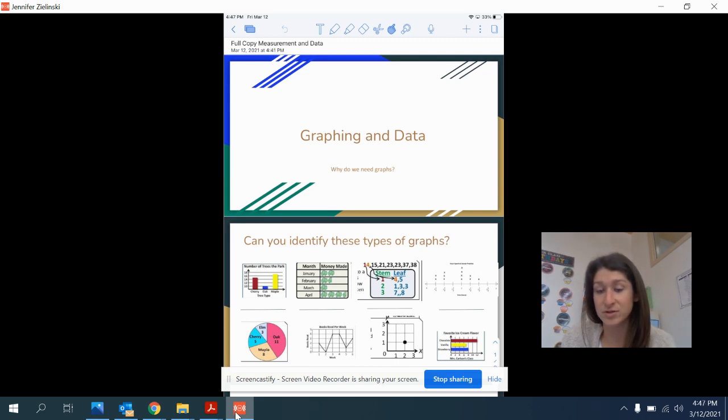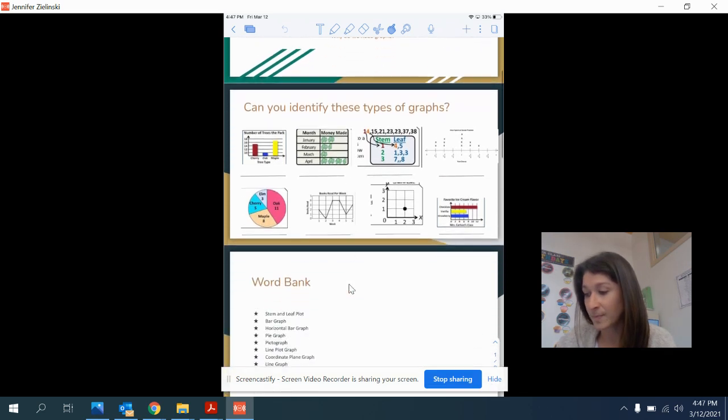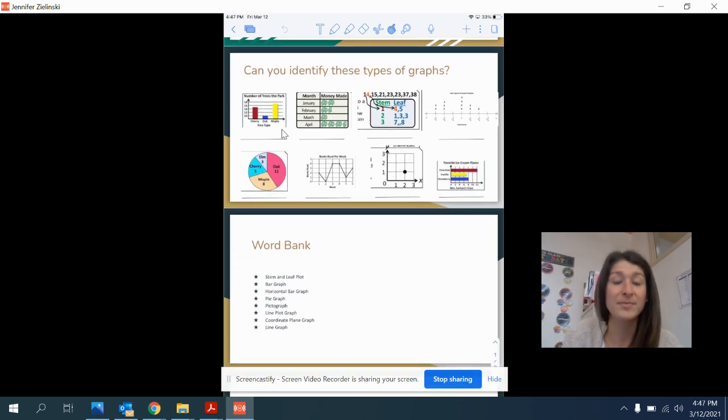Graphs are super important. They help us organize information and data so that we can easily understand and interpret what it is they're displaying. So if you notice here, you might be able to display data on number of trees in the park. You might be able to display data on different kinds of things in something. So these are all different kinds of graphs you may or may not have seen before. And we're going to see which ones are which.